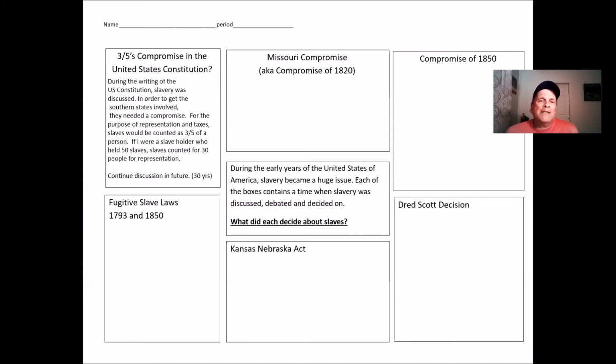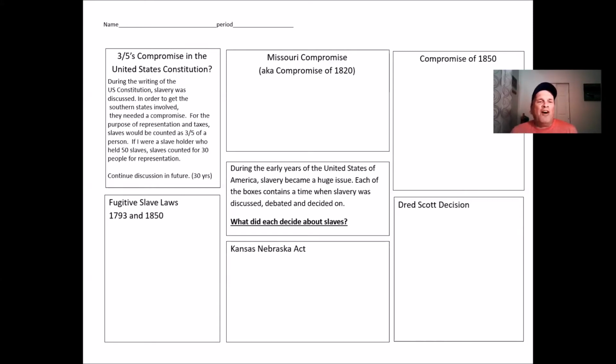So the compromise was they would count the slaves as 3/5 of a person as far as representation and for taxes. So for example, if you were a slaveholder who had 50 slaves, those slaves would count for 30 people for representation. That's why it's called the 3/5 compromise. If you had 5 slaves, they would count for 3 people, okay?